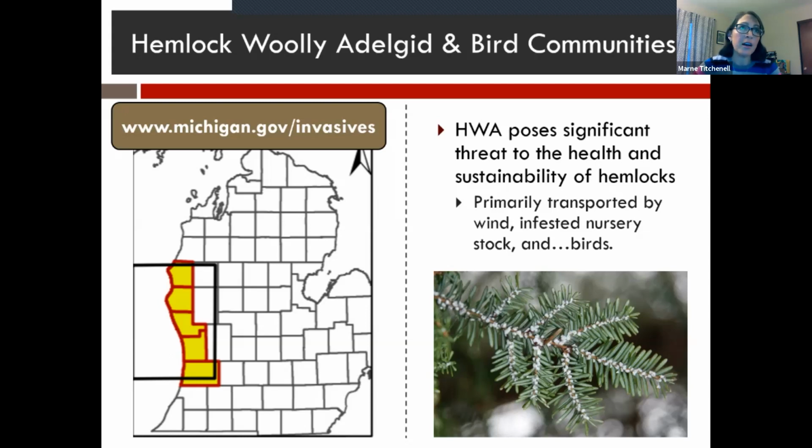And on your Michigan DNR site, I found this map. So I hope that it is still current. So you can kind of see where in the state it is found. Thankfully, it's not too prevalent yet in Michigan.